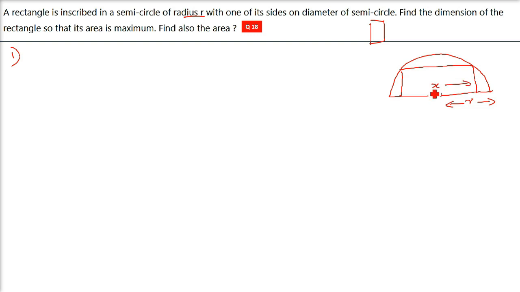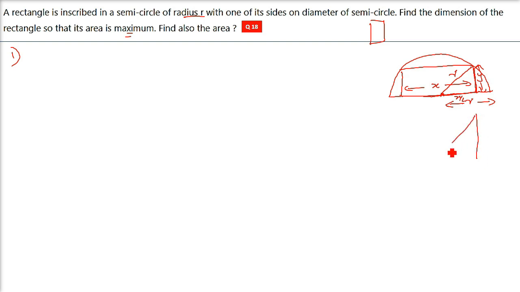Let us say x is the base and y is the height, or you can call x the length and y the breadth, which is popular when we deal with a rectangle. Now we need the area to be maximum. But before that, we need a certain relationship, because small r is already given. x and y we have imagined by ourselves. So we need a proper relationship between small r and the x and y which we have imagined.